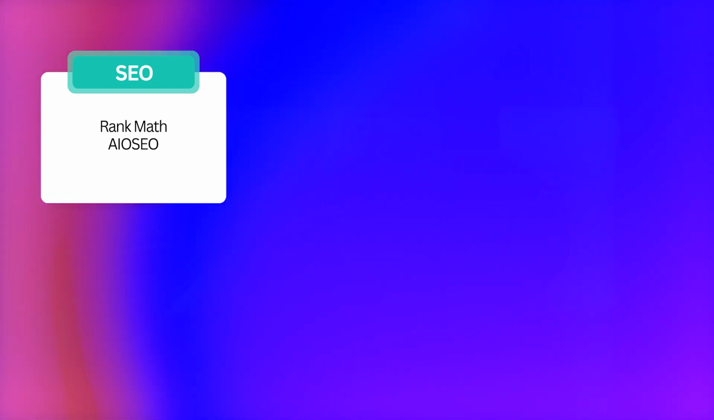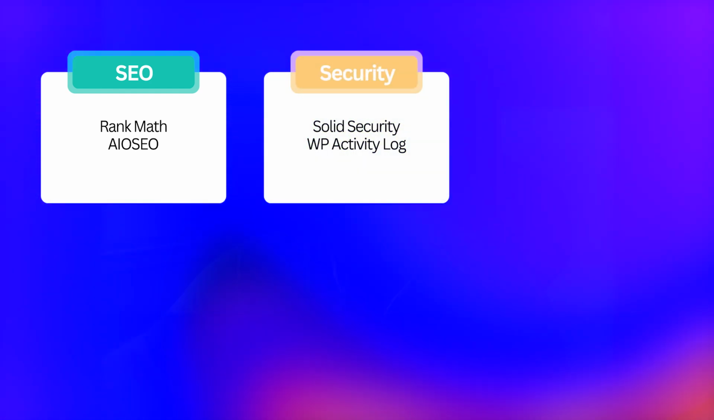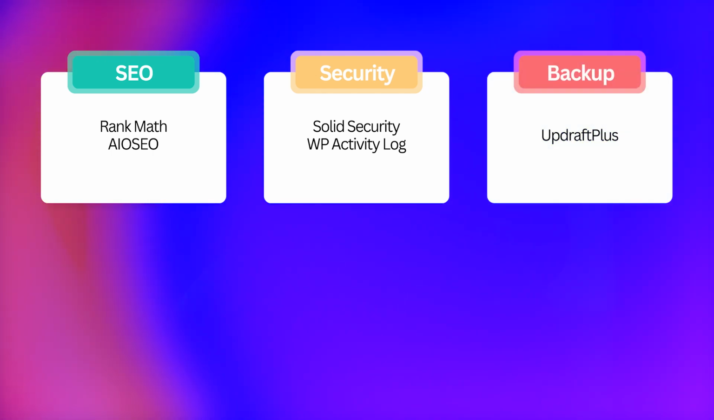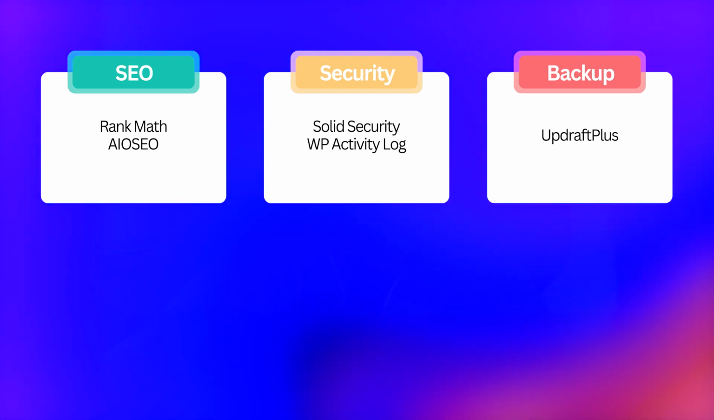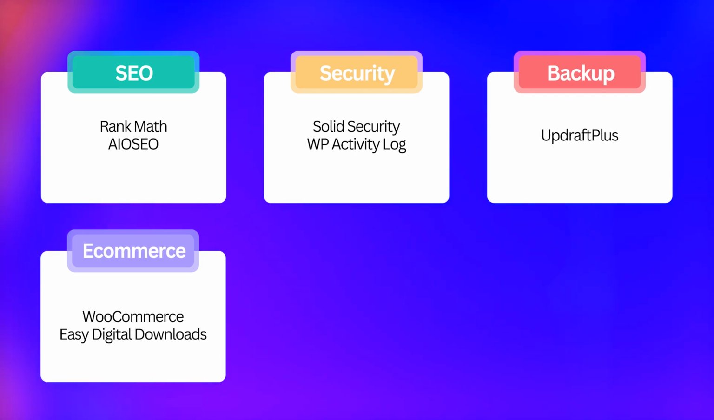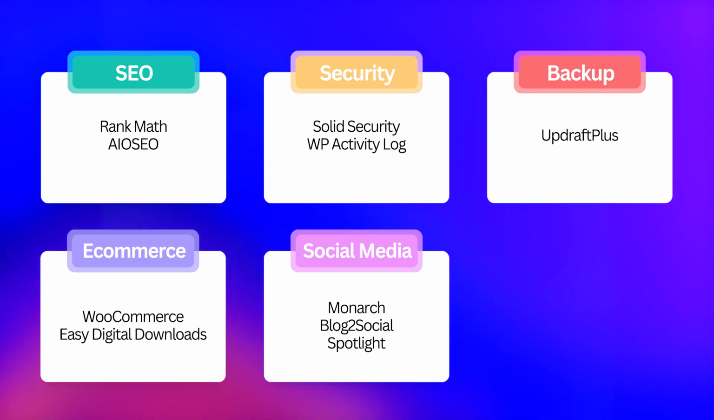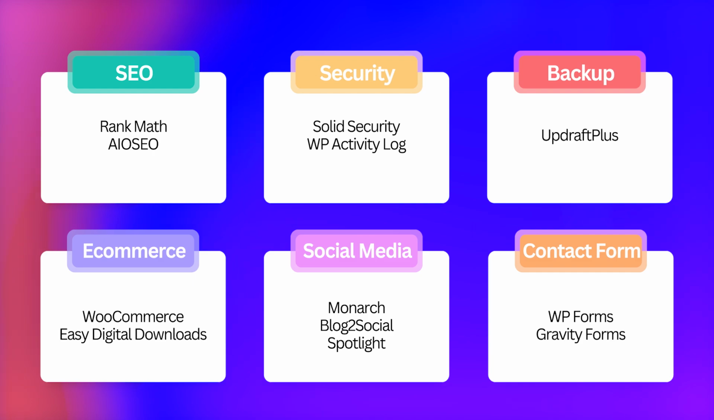SEO plugins. Rank Math, $7 a month, or AIO SEO, $50 per year to improve search engine rankings. Security plugins like Solid Security for $99 per year to protect against malware and attacks. Backup plugins like UpdraftPlus for $95 a year for regular backups and easy restores. E-commerce plugins. WooCommerce, which is free with paid add-ons for online stores. Social media plugins like Monarch, which is included with Divi, and Spotlight, which is $40 per year for social sharing and feeds.